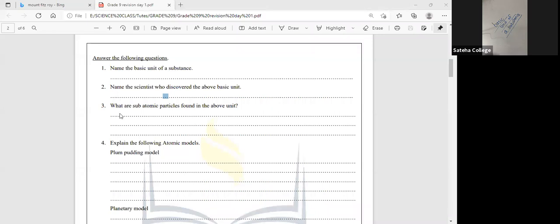Do question number 1, 2, 3, and 4. In the meantime, if you have a doubt, you can ask me. Others, do the 4 questions.